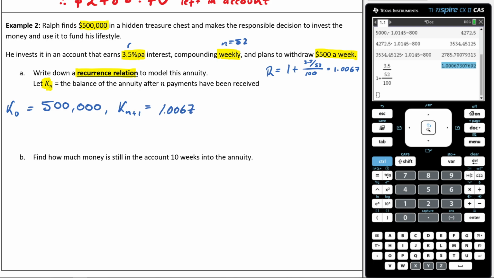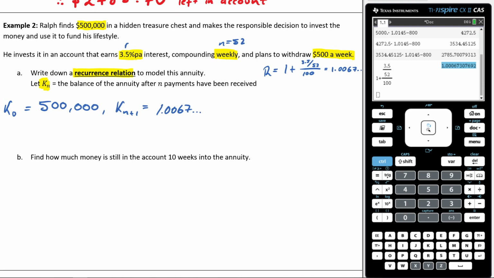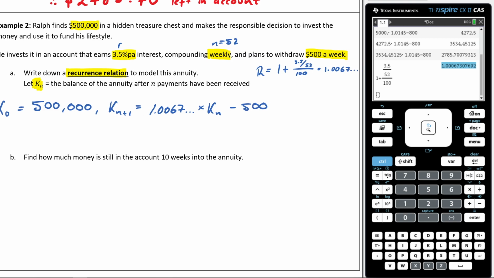1.0067. And do you know what I might do? I might go dot, dot, dot. And then that way, I'm just kind of saving myself any issues because I'm going to use the whole thing anyway. And that way, I'm kind of showing that I'm using the whole thing. Then I'm going to times it by K of N. And then I'm going to subtract away $500 because that's how much I am taking out each week.